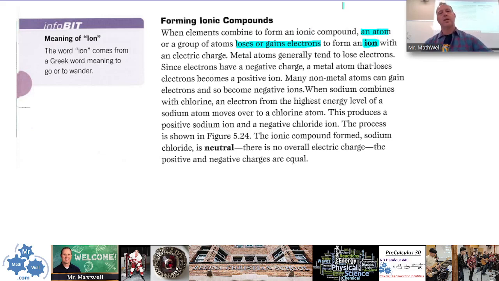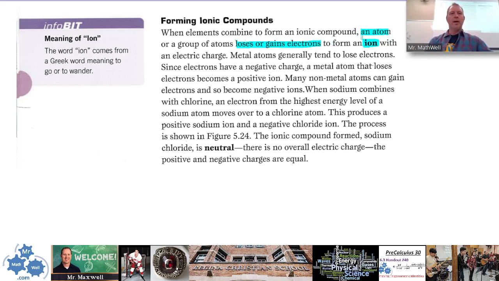So it forms a particle called an ion that has an electric charge. If you gain electrons, that means you're getting more and more negative particles. So the ion is charged and its overall charge would be negative. If an atom loses electrons, that means it doesn't have as much negative character anymore, so it becomes positive.